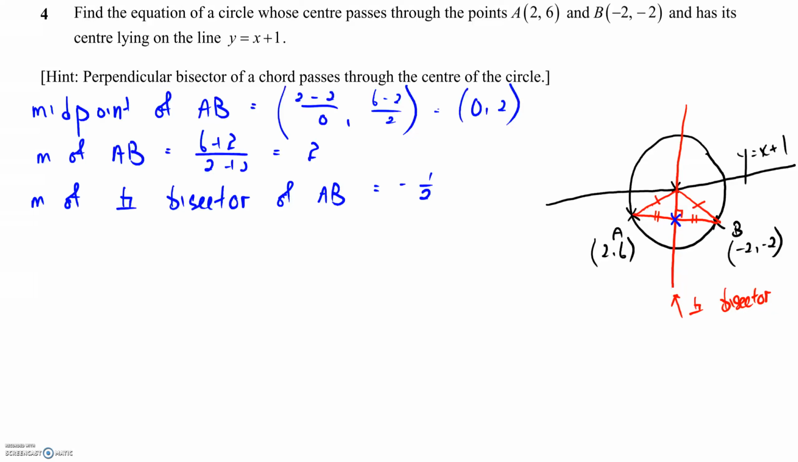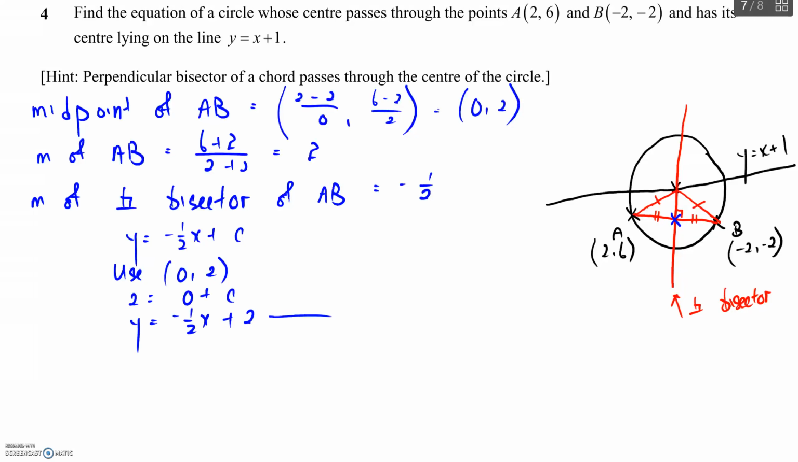Now, we would like to write all this into the equation of a straight line. Since the gradient is negative half, our job is to find the y-intercept, which is the value of c right now. And we can make use of the midpoint of AB to do so, since the midpoint actually lies on the perpendicular bisector of AB as well. Great. The equation of the perpendicular bisector of AB has been found.